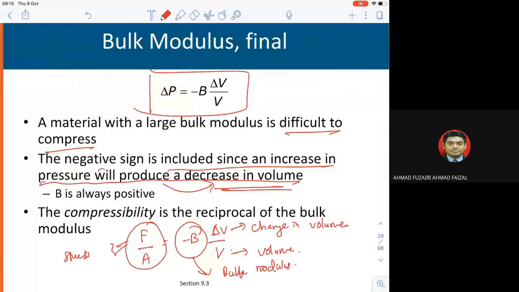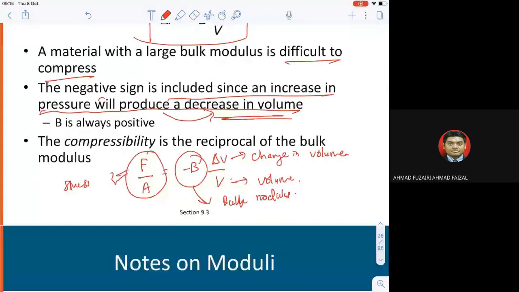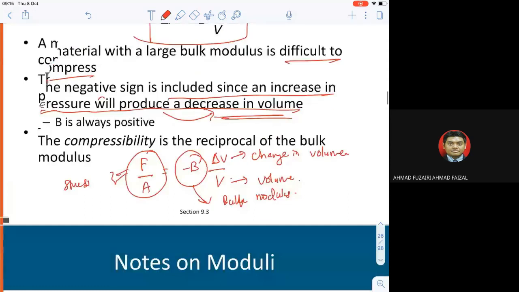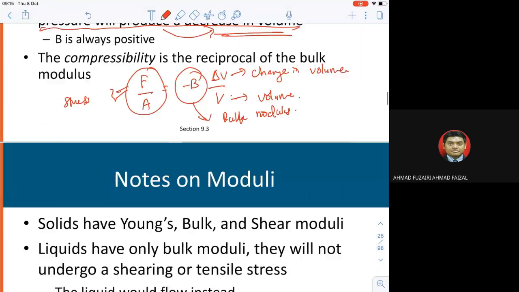So B is always positive. Value dia always positive. Tapi negative sign itu, sama juga macam F equals negative kx. Negative itu di-explain oleh restoring force. Macam tu eh. When we do calculations, we don't have to put the negative. The compressibility is the reciprocal of the bulk modulus.